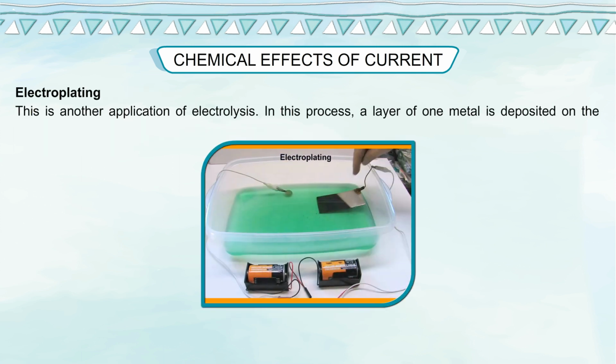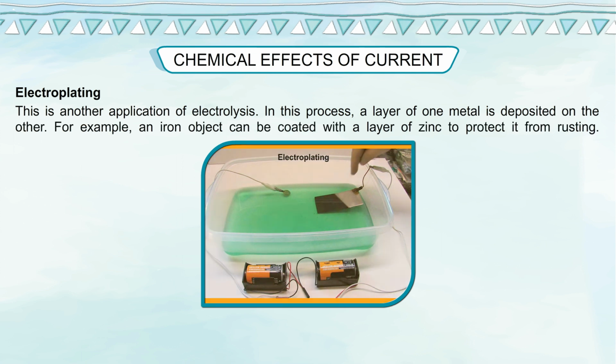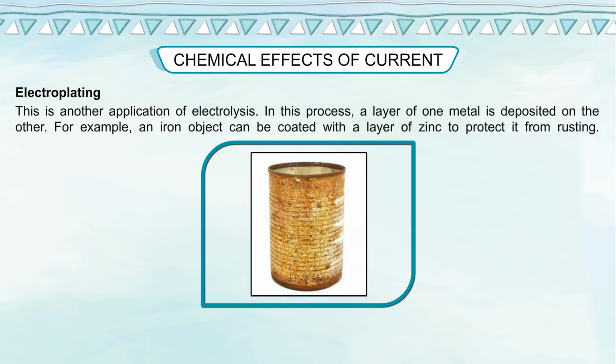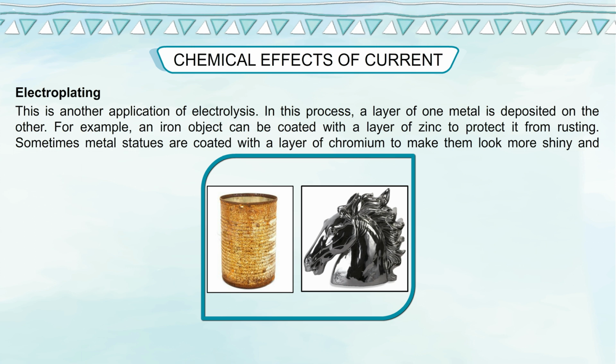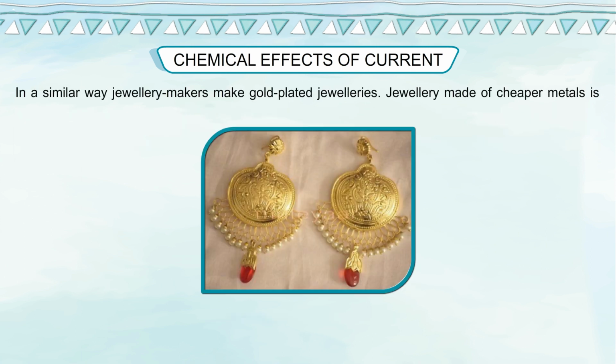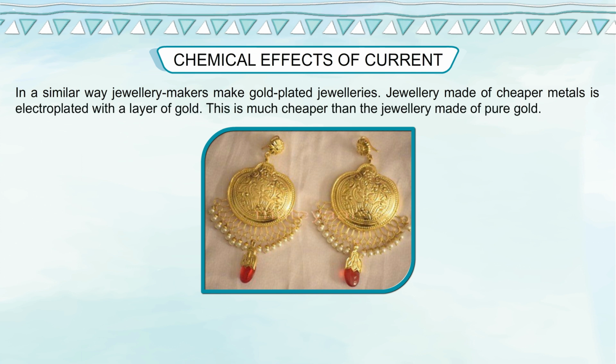Electroplating. This is another application of electrolysis. In this process, a layer of one metal is deposited on the other. For example, an iron object can be coated with a layer of zinc to protect it from rusting. Sometimes, metal statues are coated with a layer of chromium to make them look more shiny and attractive. In a similar way, jewelry makers make gold-plated jewelries. Jewelry made of cheaper metals is electroplated with a layer of gold. This is much cheaper than the jewelry made of pure gold.